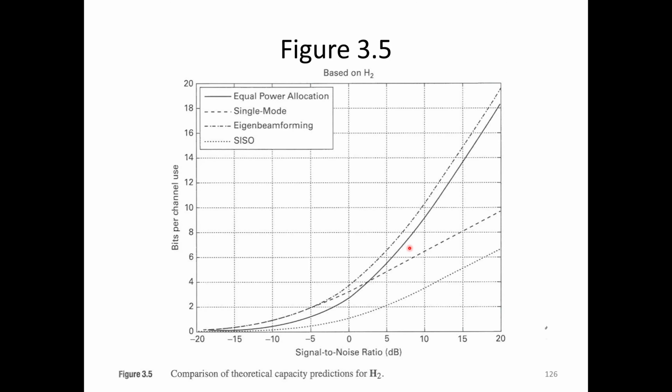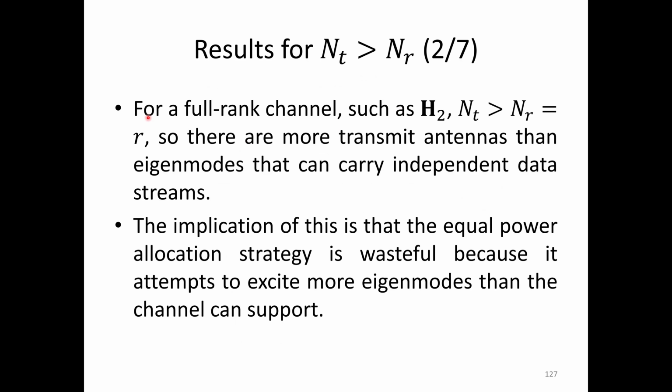Next page, we have seen this before. This is figure 3.5. For a full rank channel such as H2, NT is greater than NR, which is equal to R. Because R is the channel rank, which is equal to the minimum of NT and NR. Now because NT is greater than NR, NR is equal to R. And how do we know H2 is a full rank channel?